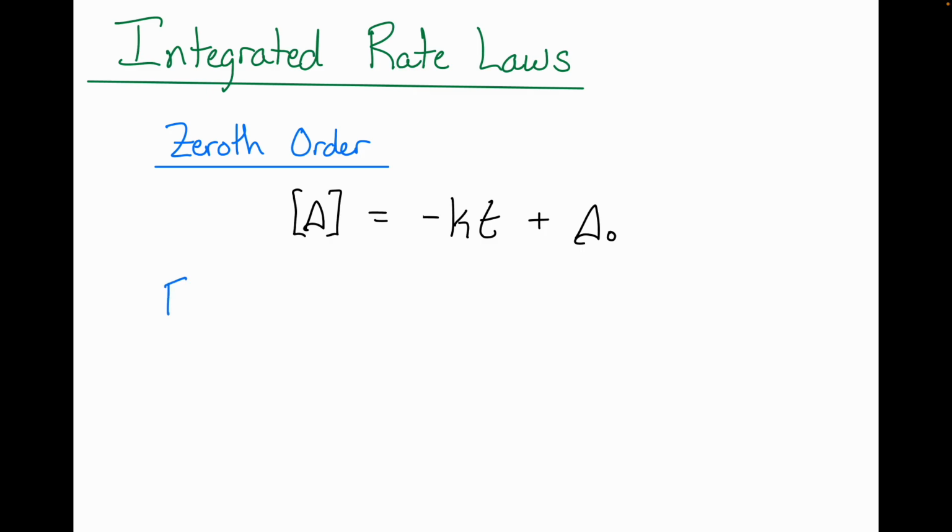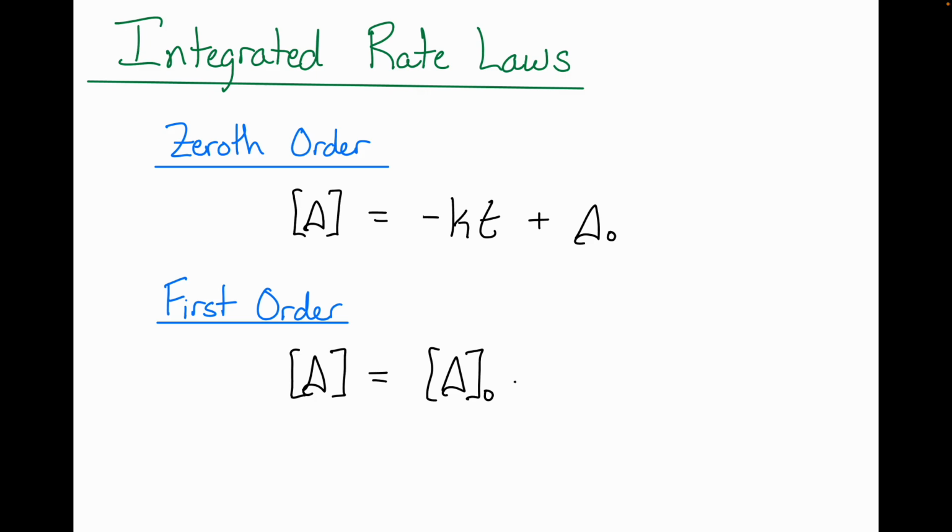If we did the same thing with a first order reaction, or rather a first order rate law, we would get the concentration of A is equal to the concentration of A initially times e to the negative kt.